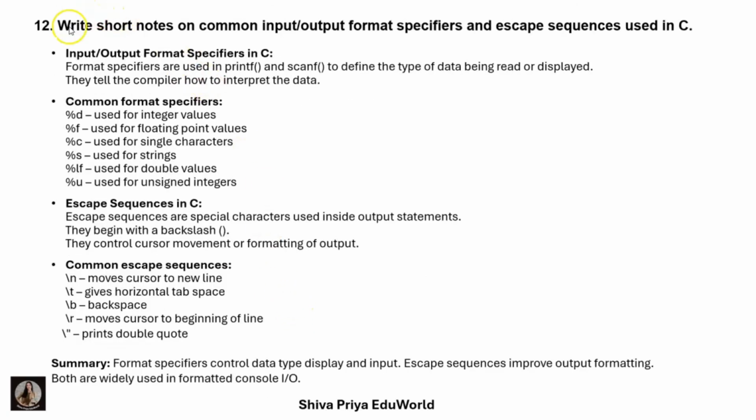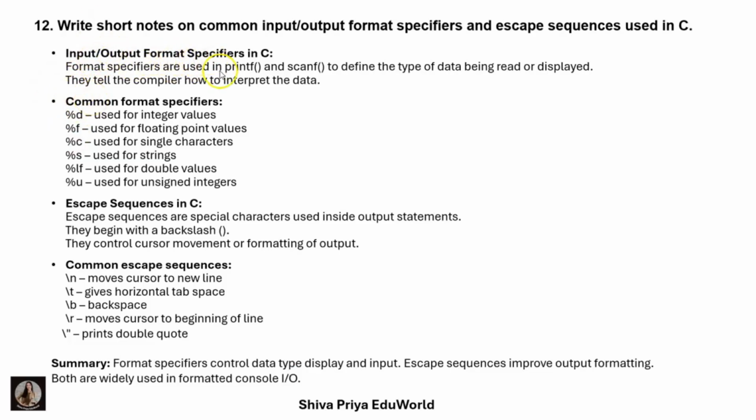And the last question is: write short notes on common input and output format specifiers and escape sequences used in C. I have already told you about format specifiers. We use %d if the data type is integer and %f for floating point values. %c is for single characters and %s for strings. %lf is used for double values. %u is used for unsigned integers. The most common format specifiers are %d, %f, %c and %s. Clear?